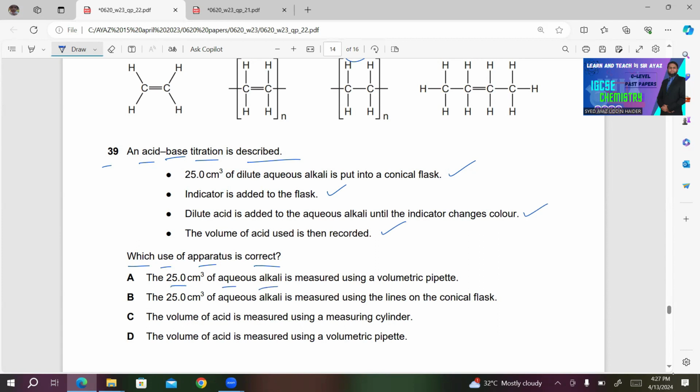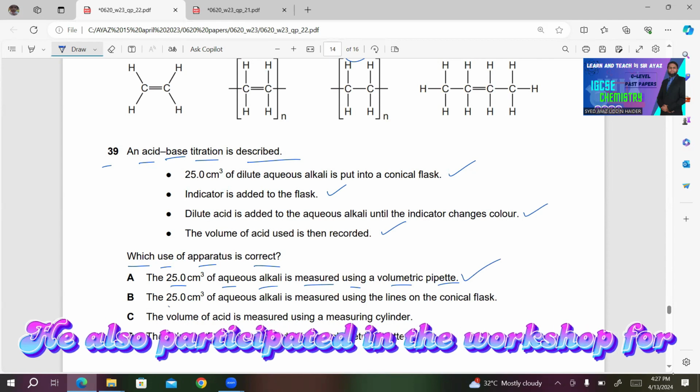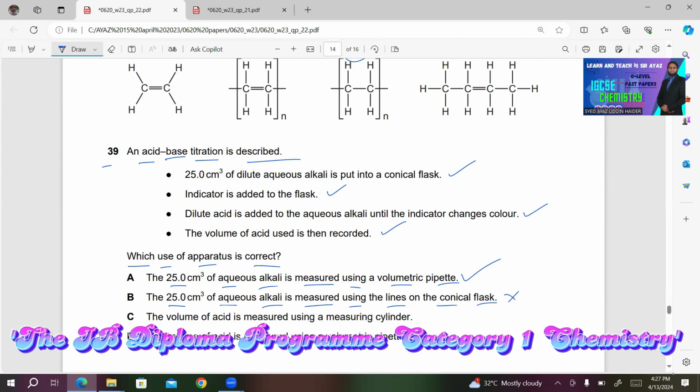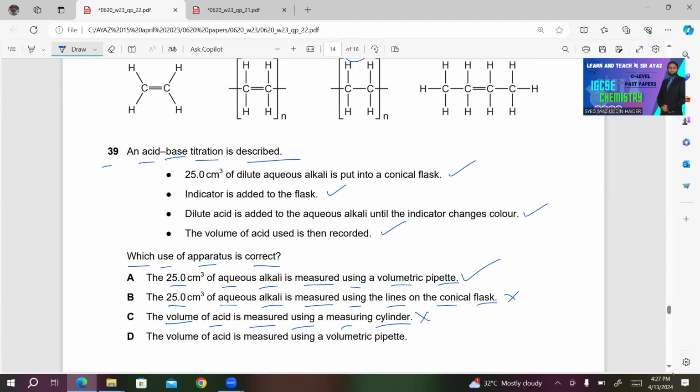A, 25 centimeter cube of aqueous alkali is measured using a volumetric pipette. This looks correct to me. Volumetric pipette can be used to transfer 25 centimeter cube of aqueous alkali. B, the 25 centimeter cube of aqueous alkali is measured using the lines on the conical flask. This is wrong. We need accurate volume of alkali. C, the volume of acid is measured using a measuring cylinder. This is also incorrect. Burette is used for this purpose. D, volume of acid is measured using a volumetric flask. This is also incorrect. As I told you, burette is used; titrant acid is transferred from the burette. So A must be the right answer in this case.